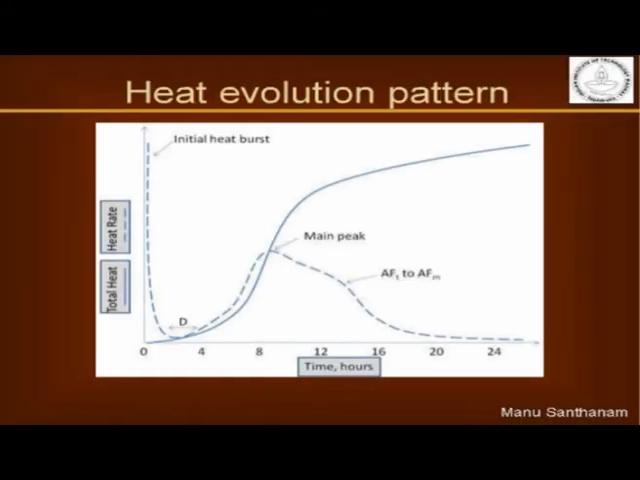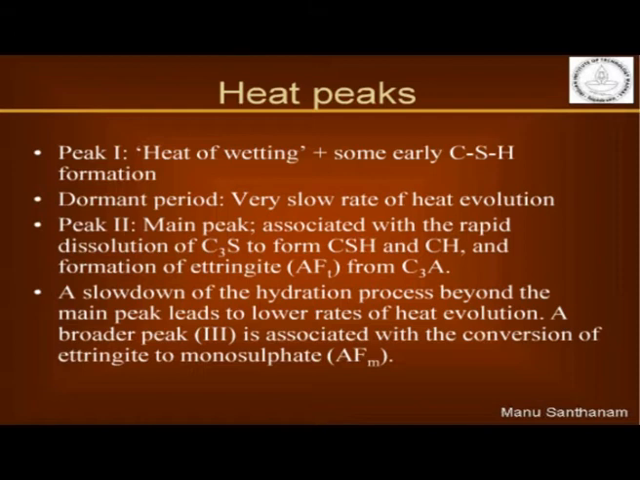which is marked in the previous graph as D here, basically is the dormant period. Now what does it mean? Dormant period means the reaction rate is so slow that I am not evolving much heat at all. That does not mean that the reaction has stopped. It has not stopped, it is continuing to happen, but at a very slow pace. That is why we call it the dormant period, where we have a very slow rate of heat evolution.